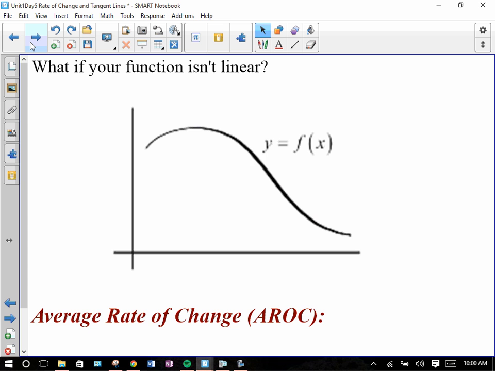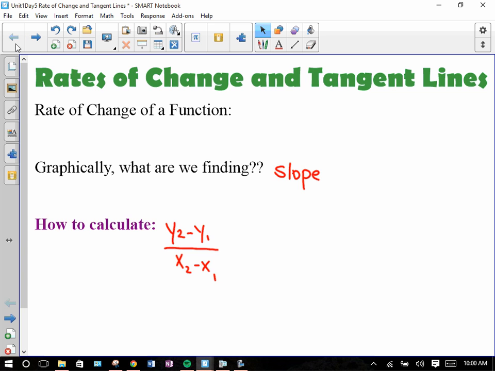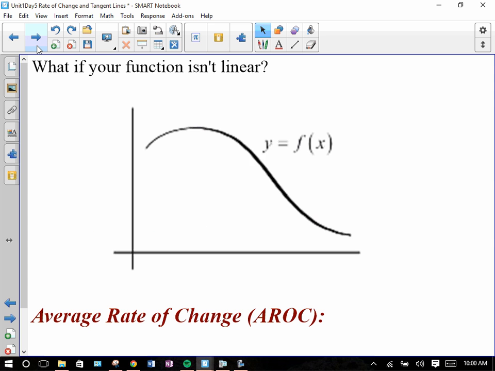Oh, look, this looks like what? Wait, that's x2 minus x1. Yeah, this looks like what Akira just said. She said that typically we know linear lines. You know how to find the slope of linear lines. However, what if your slope isn't linear?